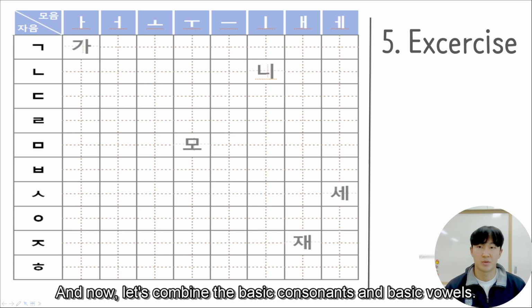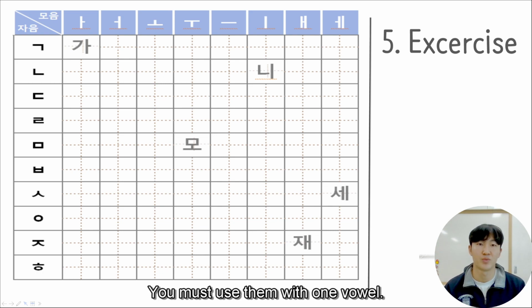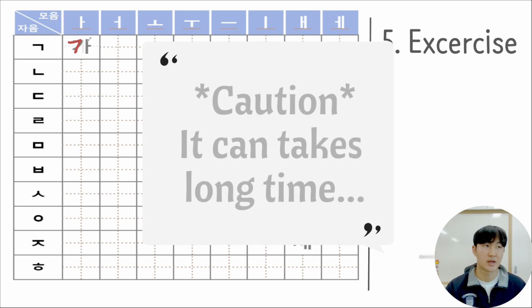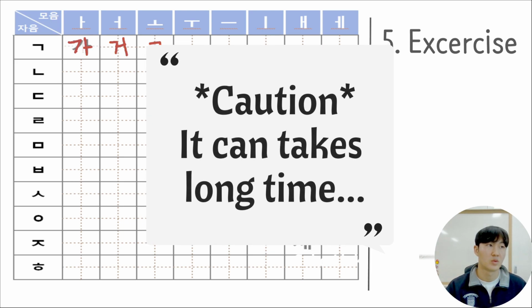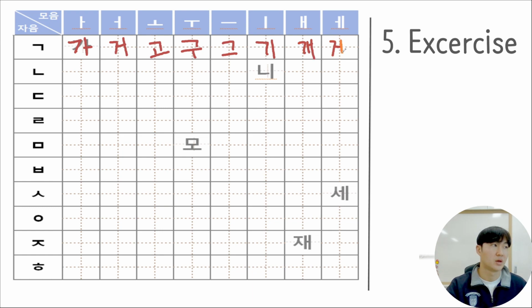And now let's combine the basic consonants and basic vowels. Consonants cannot be used alone. You must use them with one vowel. I will speak and write, and you pause the video, fill in all the blanks while saying them out. Okay, let's go. 가, 거, 고, 구, 그, 기, 개.